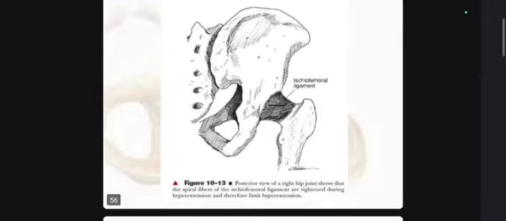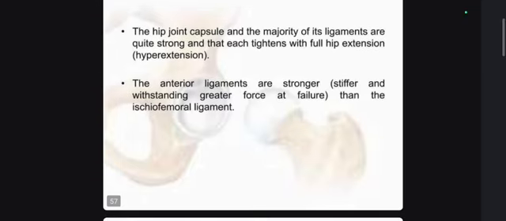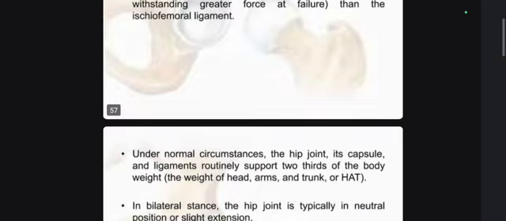This is a posterior view of your right hip joint. It shows that the spiral fibers of the ischiofemoral ligament are tightened during hyperextension and therefore limit hyperextension. The hip joint capsule and the majority of its ligaments are quite strong, and each tightens with full hip extension. The anterior ligaments are stronger than the ischiofemoral ligament.